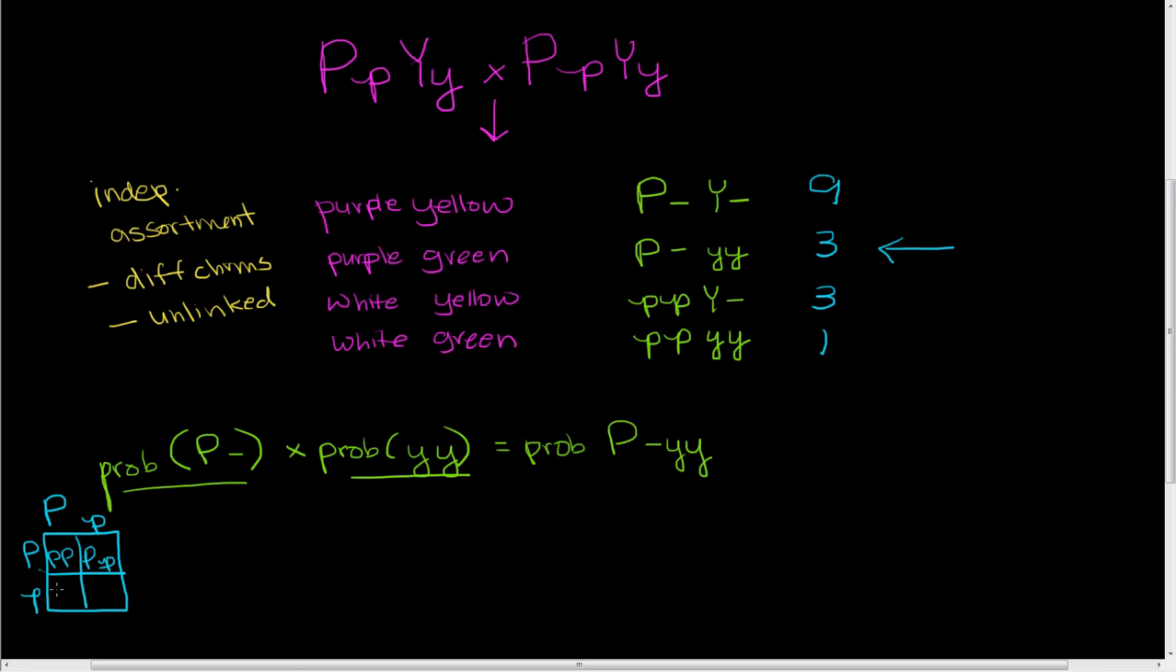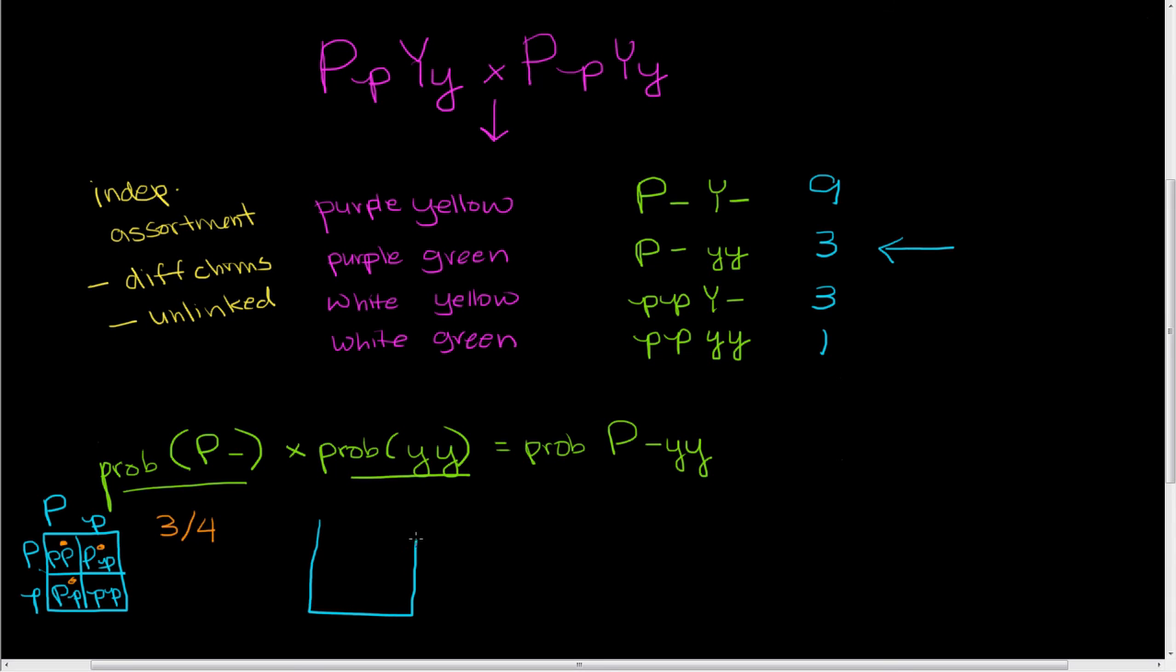So two big P's is one of our zygote types. A big P, little p is one zygote type. Another big P, little p, and a little p, little p. So these are the four kinds of zygotes that we expect to find in equal frequency in this cross in terms of the P locus. So the probability of getting a big P something, we have this one, and this one, and this one, and that makes that probability 3 out of 4, 3/4.